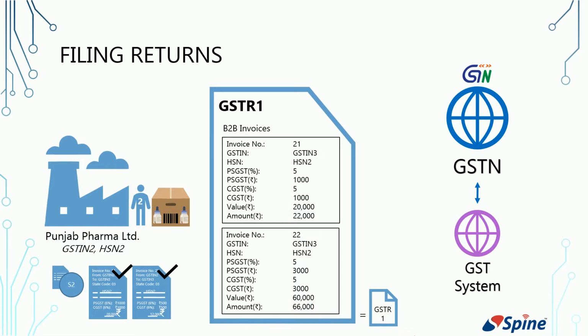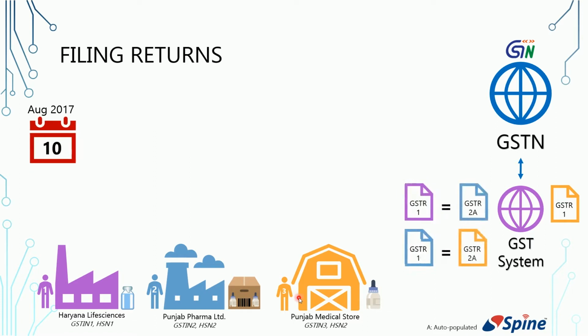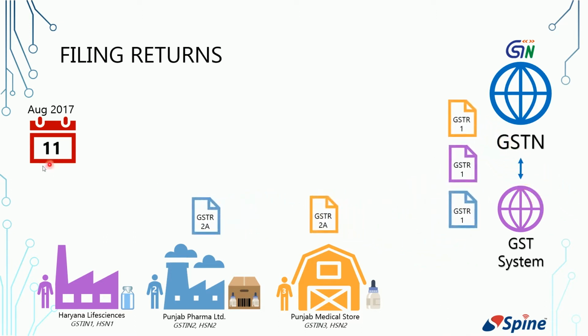Now, all the three taxpayers will submit their GSTR1 to the GSTN portal, before the 10th of the next month. Since the outward supply of Haryana Life Sciences is actually the inward supply of Punjab Pharma, and similarly, the outward supply of Punjab Pharma is the inward supply of Punjab Medical Store, the GSTN system automatically gathers the inward supply of all the taxpayers on the 10th of August. This form is called GSTR2A, where A stands for auto-populated. GSTR2A is sent to the respective taxpayers on the 11th of August. Note, August is the next month to the month in which invoices were sent.